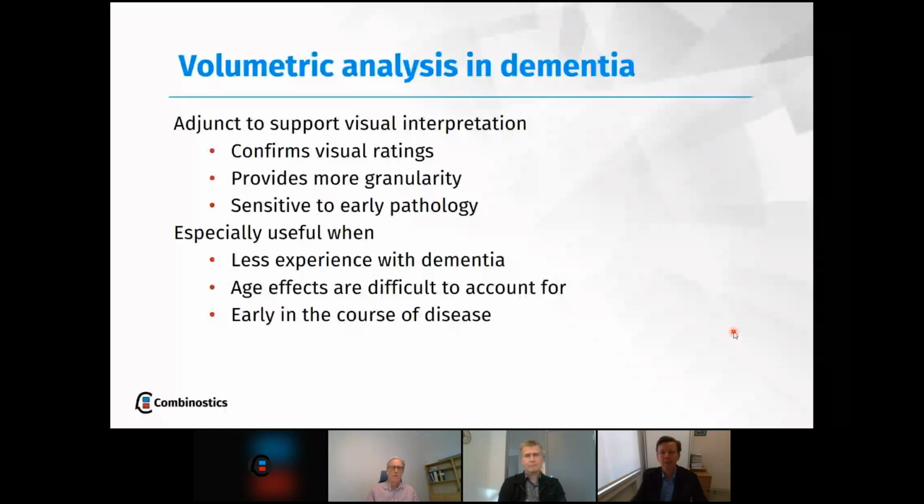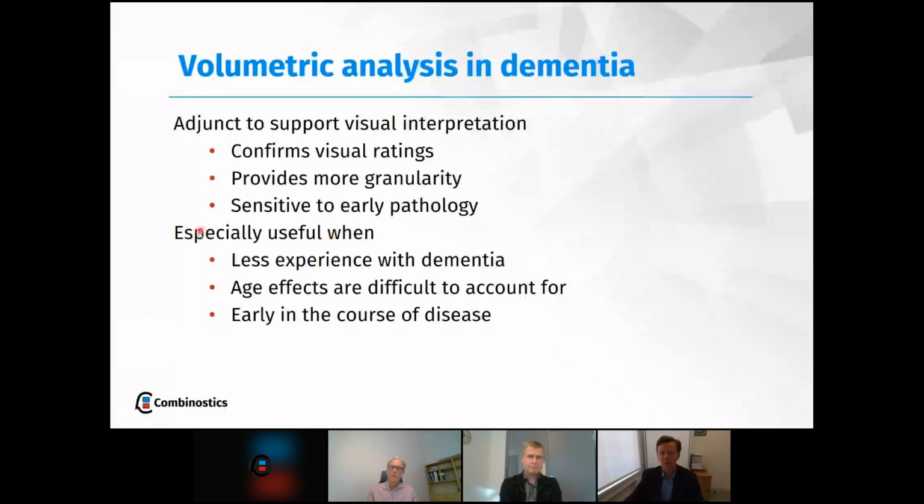So to sum up, what is the value of this volumetric analysis in dementia? I see it as an adjunct to support our visual interpretation, because in the end, it has to be our visual interpretation that is condensed into a report, but it helps to confirm them. So, for example, if you're doubting whether your MTA score is 1 or 2, and basically whether it's normal or abnormal, it can help you take a decision. It's more granular, so it's more subtle than the more crude scales, and it's sensitive, as you've seen, to early pathology already. So either early onset of the disease or younger patients.